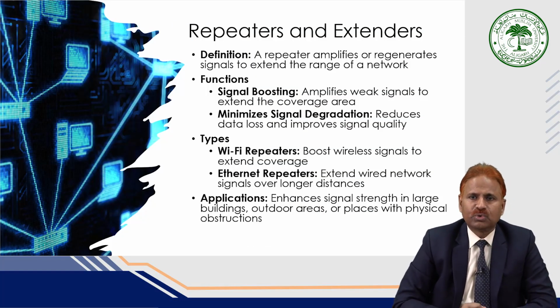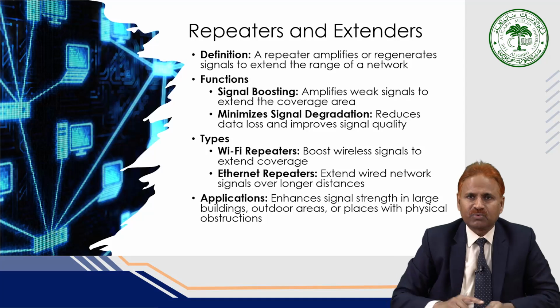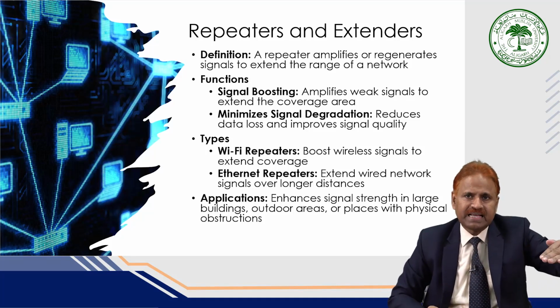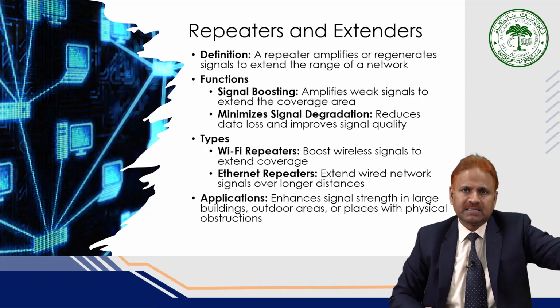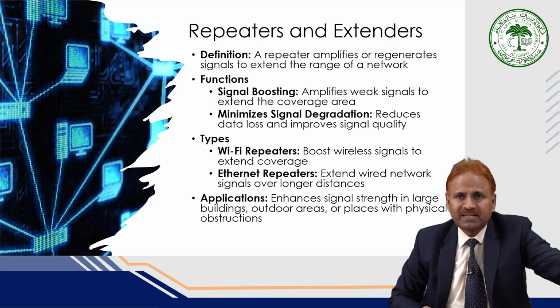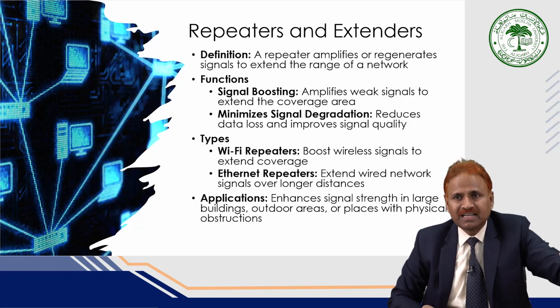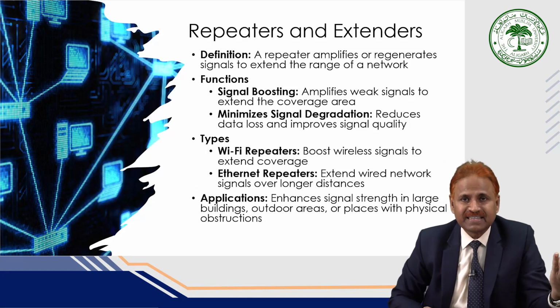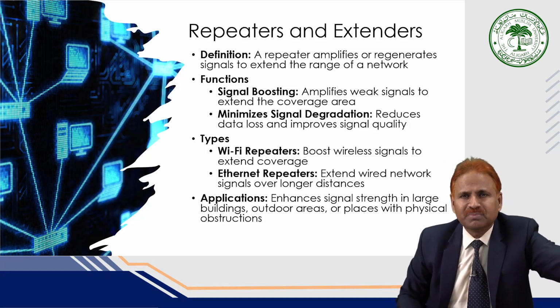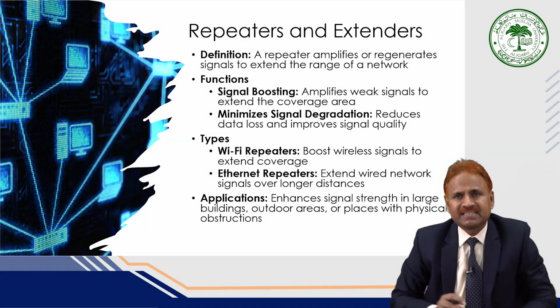Another device is known as a repeater and extender. A repeater amplifies or regenerates the signal to extend the range of the network. What happens is that as the signal travels further, the strength of the signal gets weakened. At a certain point, if you want to extend it further and you do not use a device to boost, amplify or regenerate the signal, it will die out. Dies out means the signal will become very weak and it will be very difficult to interpret the signal at the destination end.